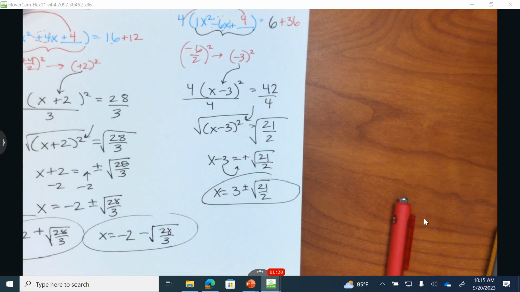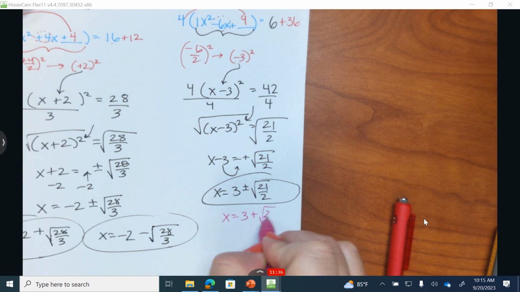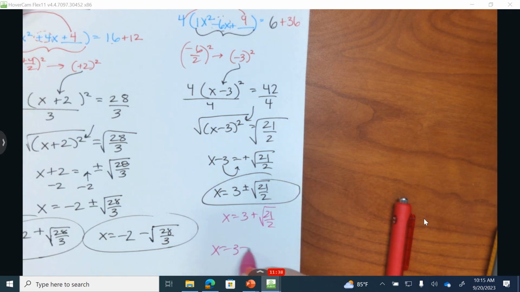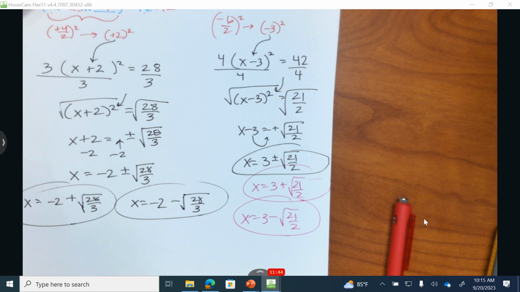All right, lastly, let me move this back here and grab a new piece of paper. Although these answers, and let me do this in pink so it kind of stands out here. So 3 plus the square root of 21 over 2 and 3 minus the square root of 21 over 2. Is there a better way to write this? Algebraically, this isn't wrong, but is there a more proper way to write this? Let's talk about that next.